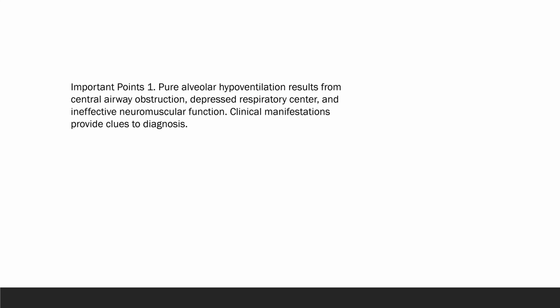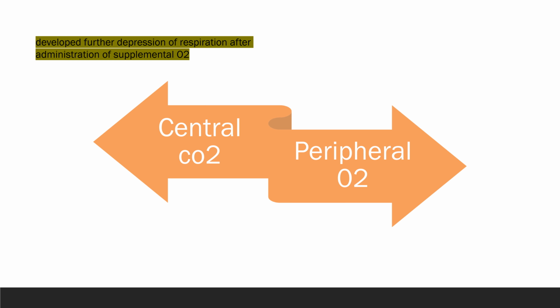So, as we discussed, pure alveolar hypoventilation either results from central airway obstruction, in which case we said that there will be some effort to overcome that obstruction that will be seen as a clinical sign, a depressed respiratory center, that is central control of respiration, or an ineffective neuromuscular function, which can be neuropathy, myopathy, or a musculoskeletal problem.